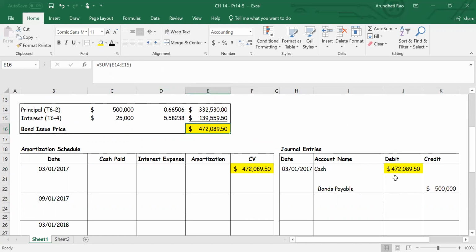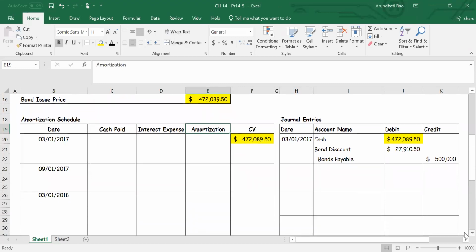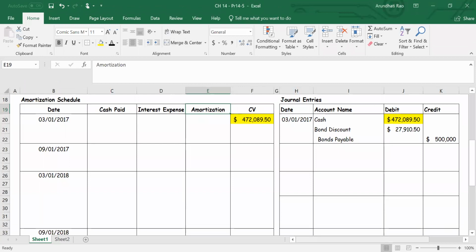I got less than what I wanted, so the amount that I'm going to debit for that difference is called the bond discount. The objective of the amortization schedule is to amortize this bond discount over the life of the bonds. So now that I have my first journal entry, I'm going to move down over here and look at my schedule. The first interest payment is going to be very easy.